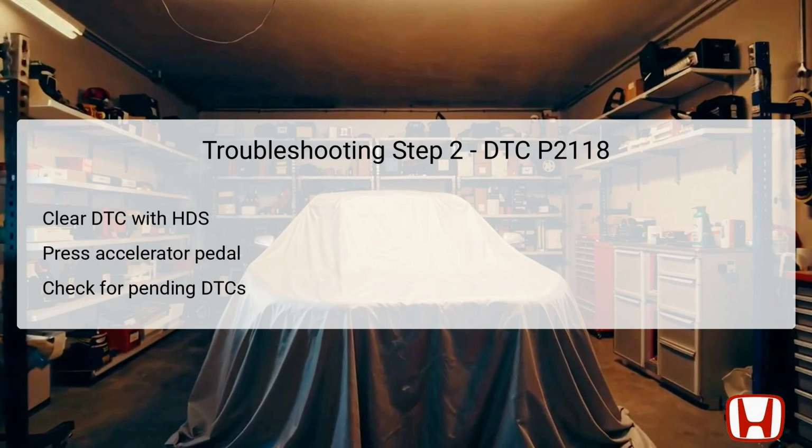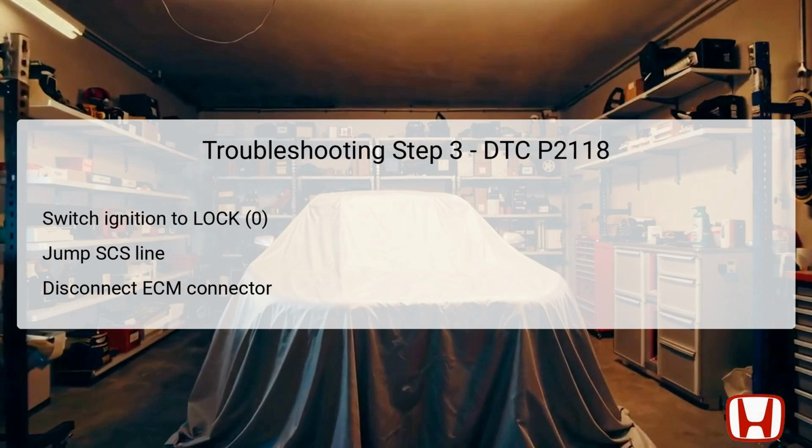On the other hand, if no codes appear, it may suggest an intermittent issue, prompting a need for inspection of electrical connections to ensure reliability. Once it is confirmed that DTC P2118 persists, turn the ignition switch to the lock 0 position. This is a precautionary measure to ensure that all electrical systems are safely powered down during the diagnostic process.